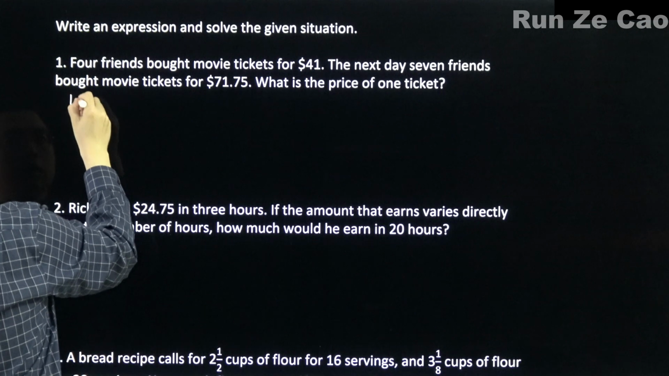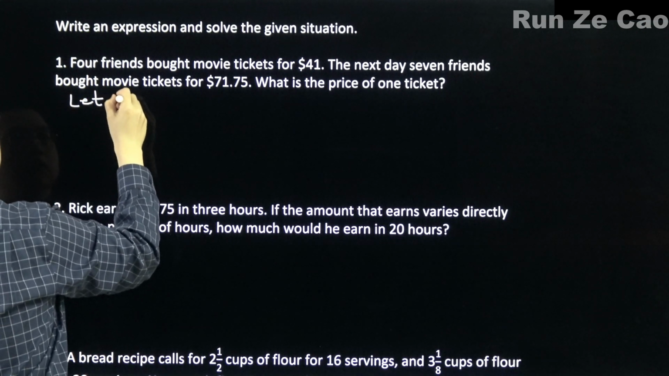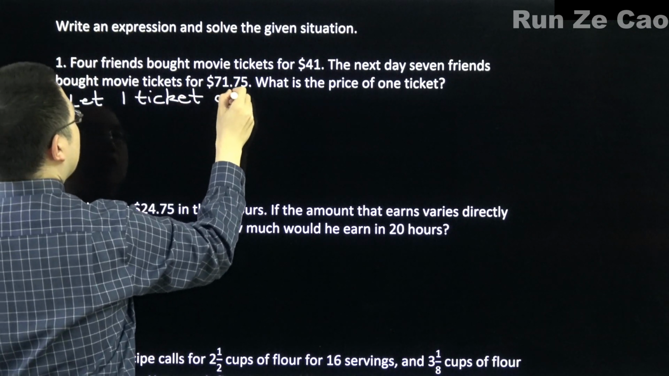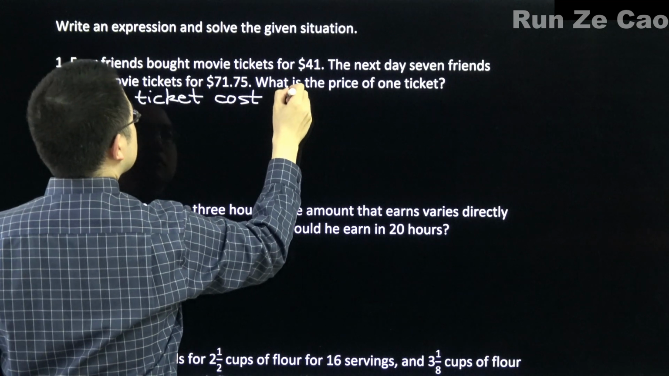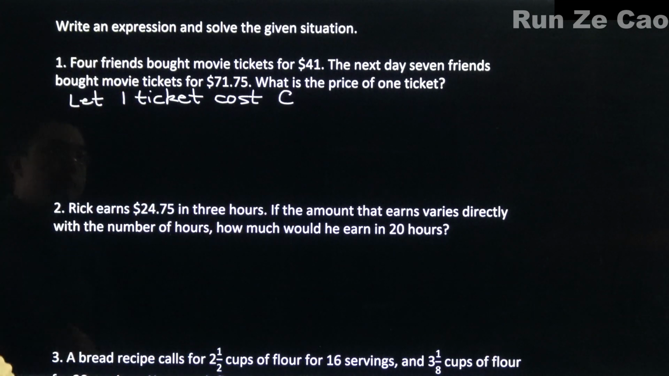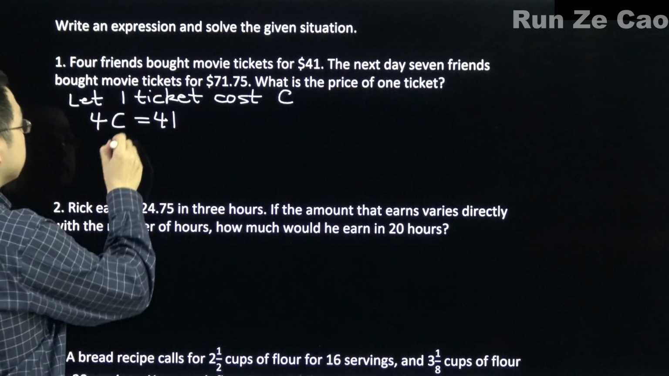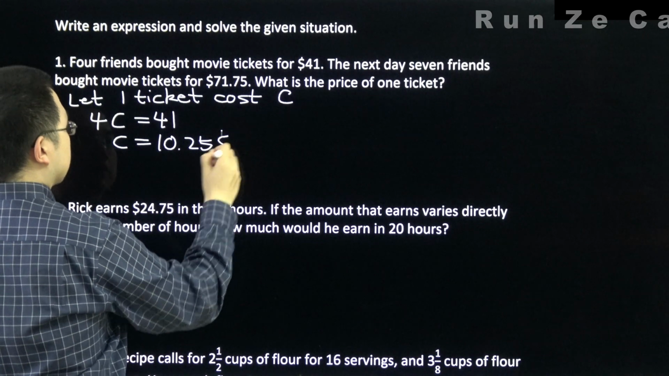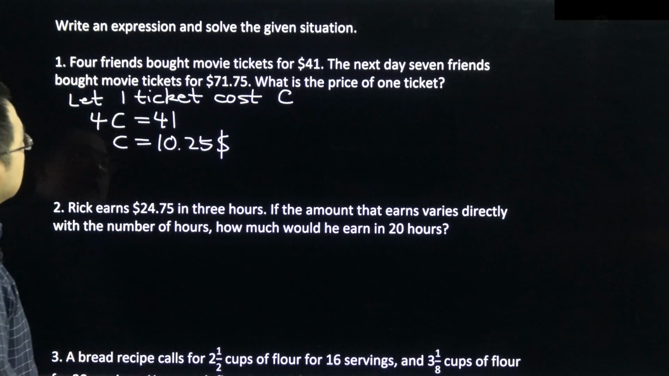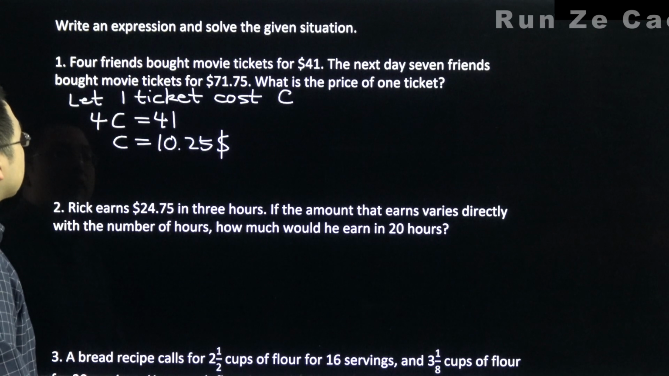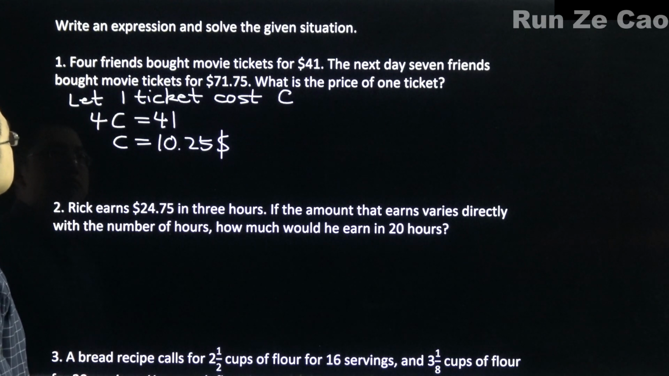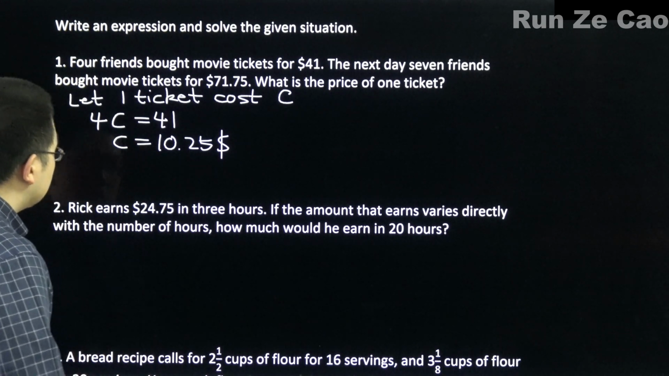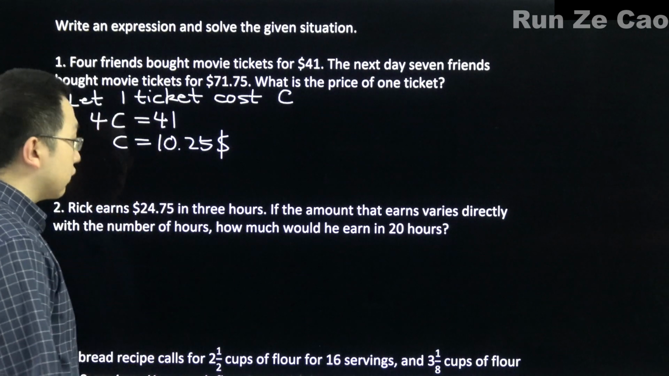Okay. Let 1 ticket cost C. Okay? 4C is $41. Therefore, C is equal to $10.25. Let's see if this works for 7. Well, 7 times 25 is 175. And 7 times 10 is 70. Okay, good. Yeah. The cost of each ticket is $10.25.